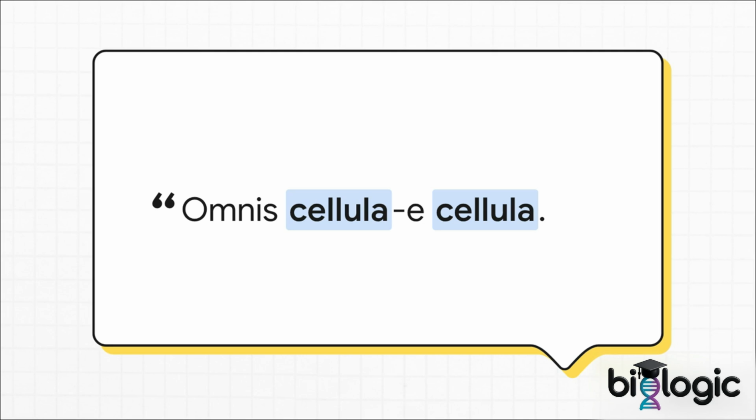Now, this simple statement was absolutely revolutionary. It finally threw out that old idea that life could just pop up out of nowhere from non-living stuff. No, life only comes from pre-existing life through the division of cells. This idea was the final piece of the puzzle, forming the basis of what we now call cell theory.